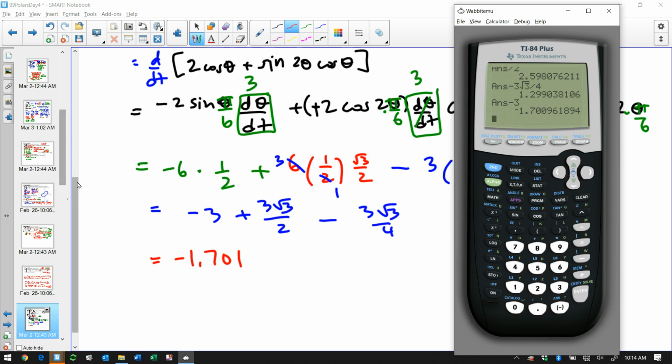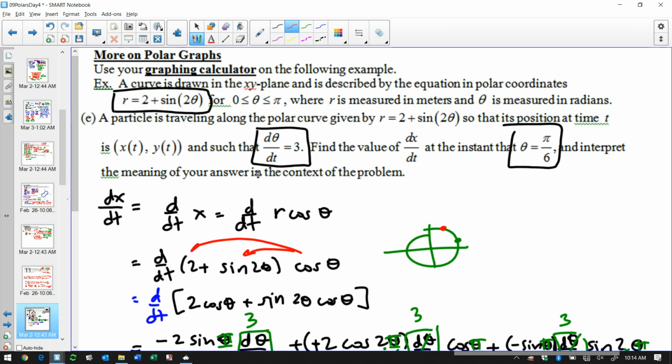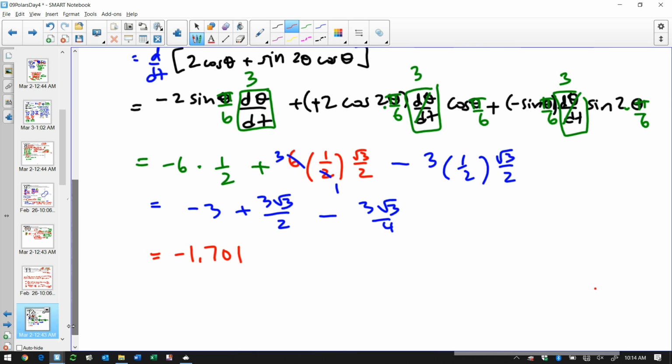Okay, let's look at the question. The question is this. At the instant theta is equal to pi over 6, what is the meaning of your answer? Okay, well, what did I find? I found dx dt. So this is dx dt is equal to negative 1.701 at theta equals pi over 6.